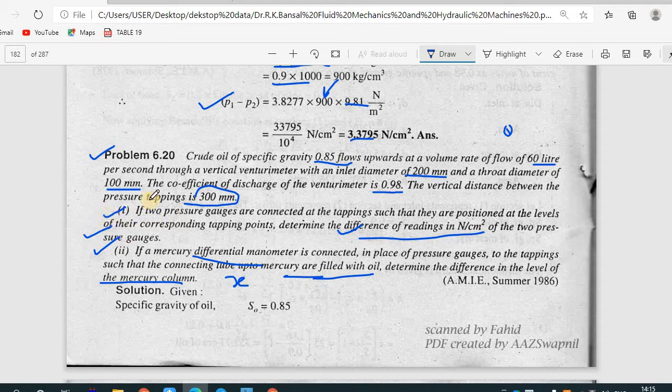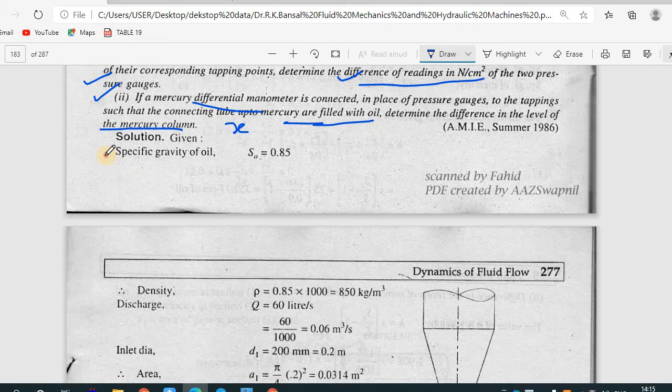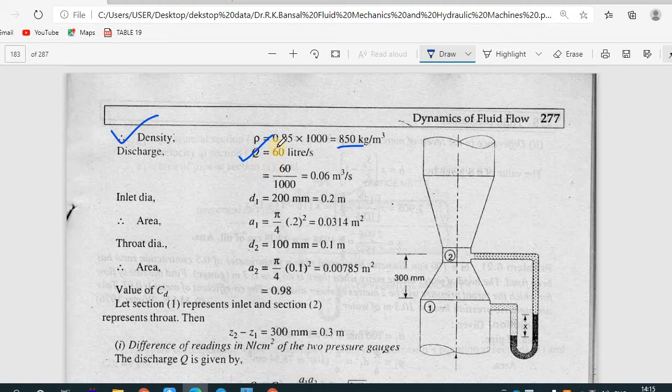We'll solve the first one, which is the difference of pressure. First we'll write the given parameters. We have the specific gravity as 0.85, so from it we can calculate the density: 0.85 multiplied by 1000, so this will be 850. We have the discharge, which is 60 liters per second. To convert this into meter cube per second, we divide it by 1000, so 60 divided by 1000 is 0.06 meter cube per second. Now the inlet diameter provided is 200 mm, converted into meters, which is 0.2. So from here we can calculate the area.